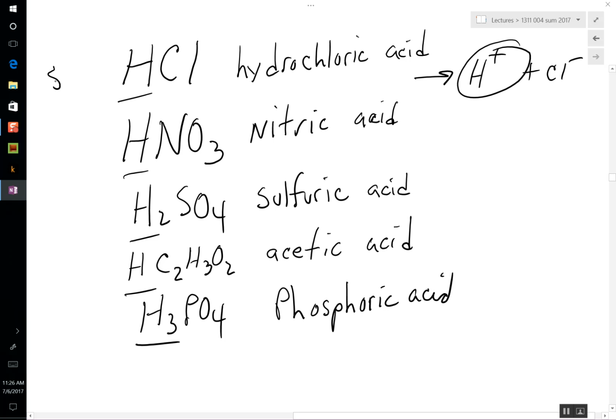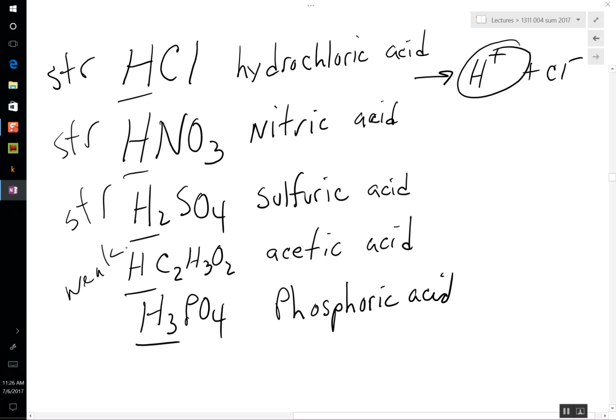Okay, so this is a strong acid. Strong. This is a weak acid. Acetic acid is a weak acid. Phosphoric, I think that's a strong acid. It says weak on the chart. Phosphoric has it as a weak acid. Okay. I would think it gives off that first hydrogen pretty strongly.